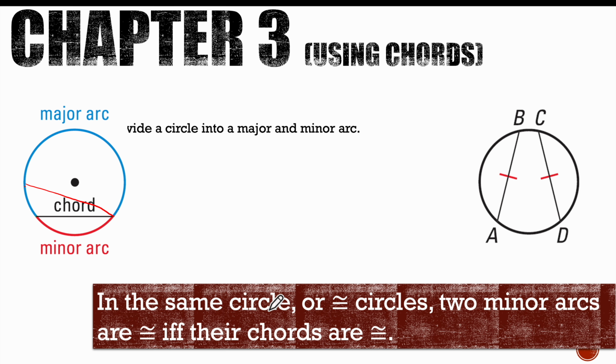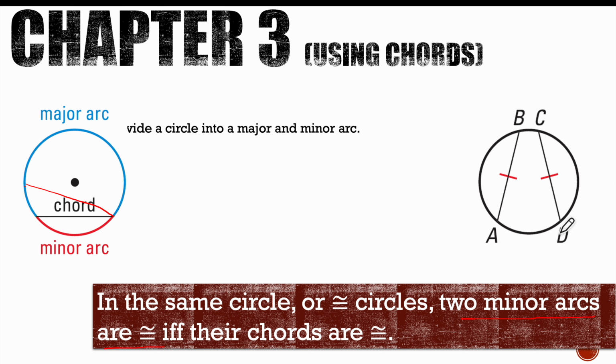In the same circle or congruent circles, two minor arcs are congruent if their chords are congruent. So this is another property. If the length of this chord and the length of this chord are equal, then the arcs are also congruent, which means if you take the central angle of this and the central angle of this, both will be the same. So if chords are congruent, then arcs are also congruent, or if the arcs are congruent, then chords are also congruent.